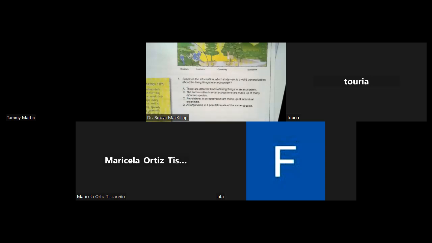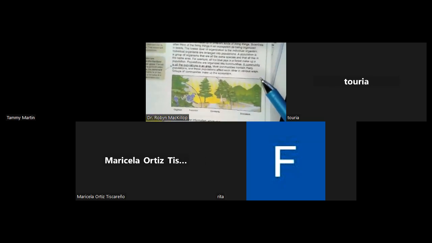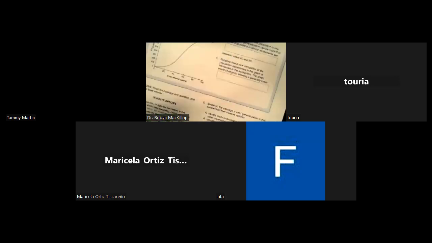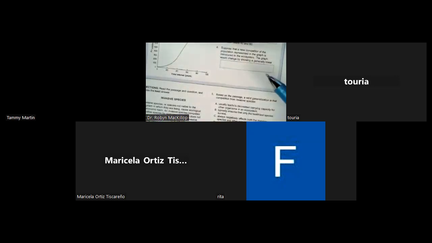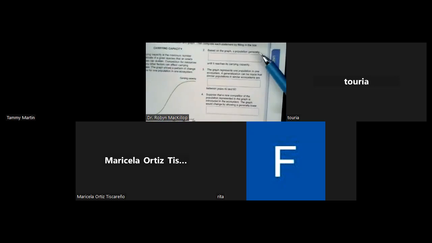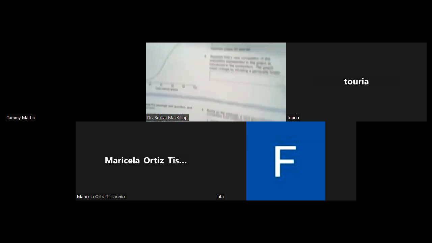What do you think? B. I like B, because of the difference. Yep. You've got lots of things happening in a community. You can even relate that to human communities. We've got lots of different people doing lots of different things. All right, and then this one, again, you're not going to have to fill these in on the test. They're not going to give those to you.